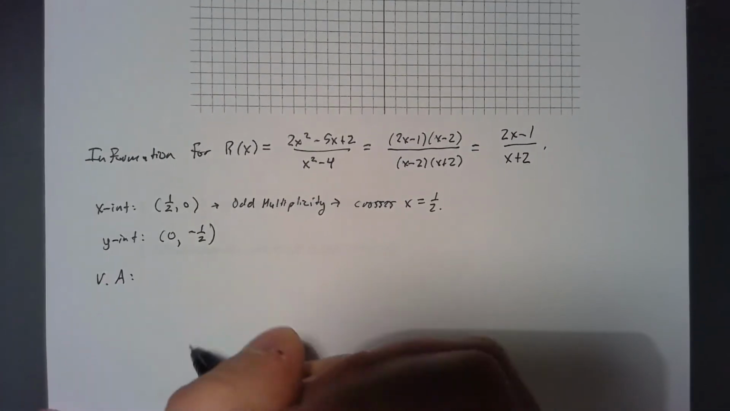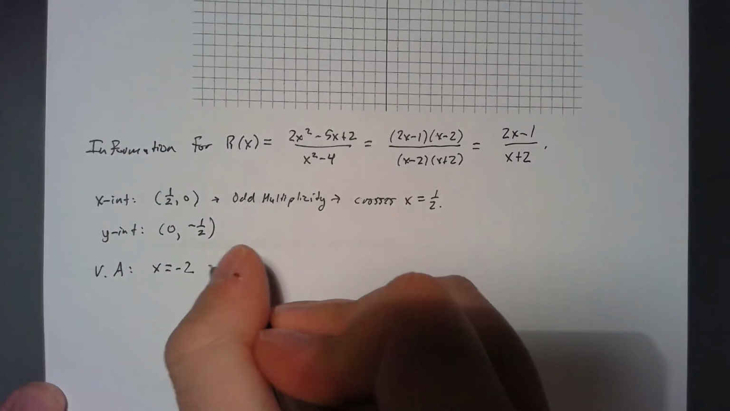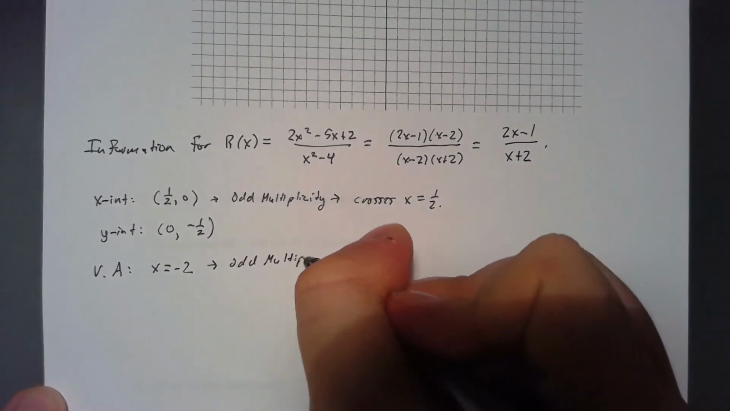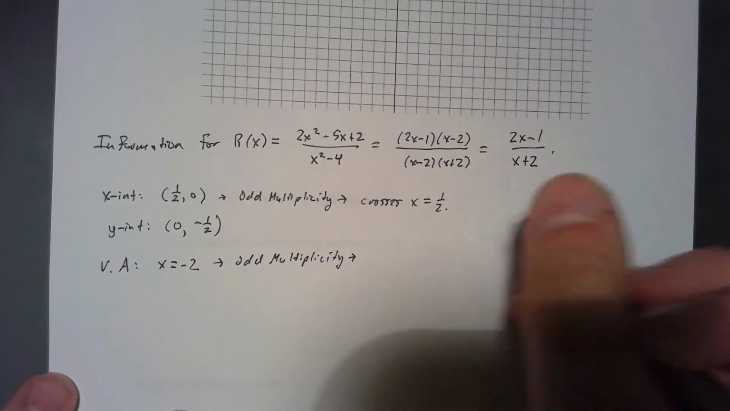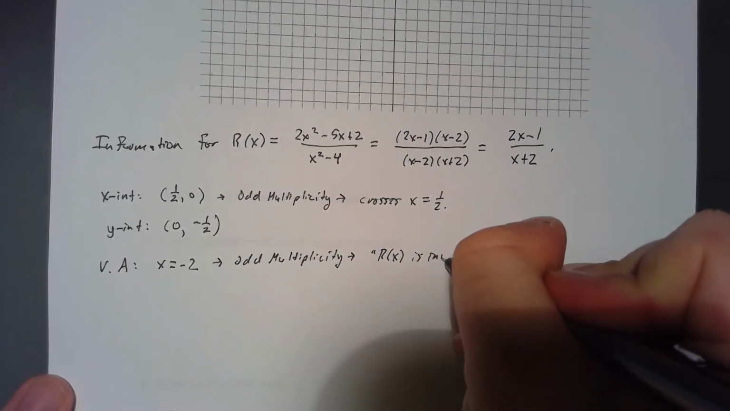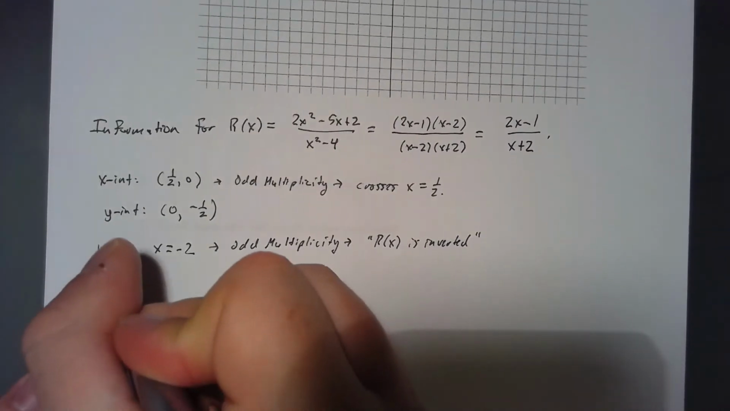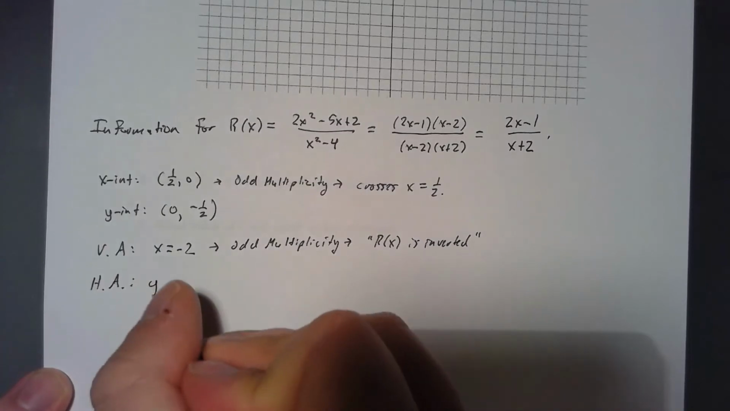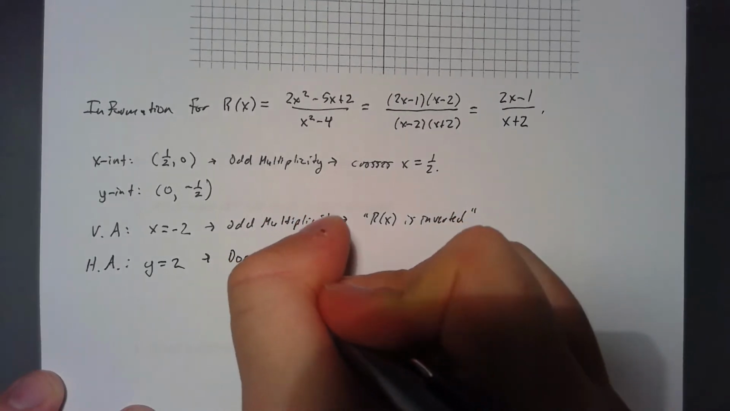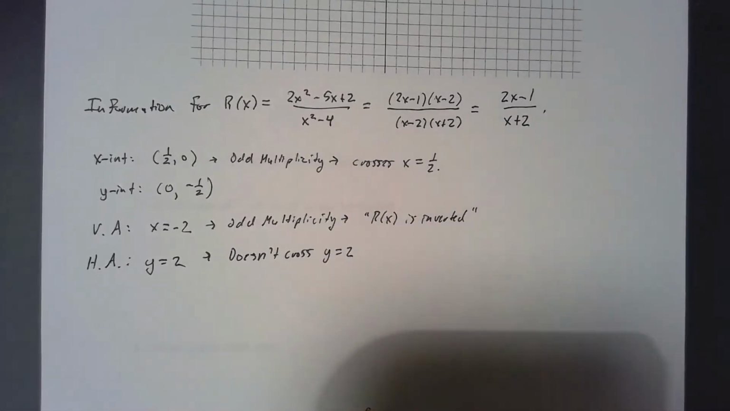The vertical asymptote was x equals negative 2. The multiplicity of that was odd, which means R of x is inverted on either side of that vertical asymptote. The horizontal asymptote is y equals 2, and we know that it doesn't cross, because we did that in number 4.